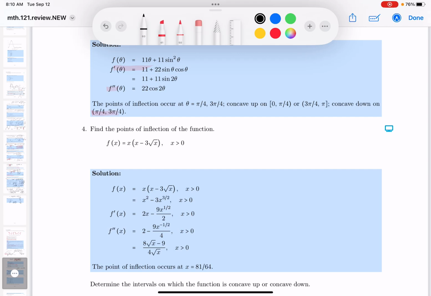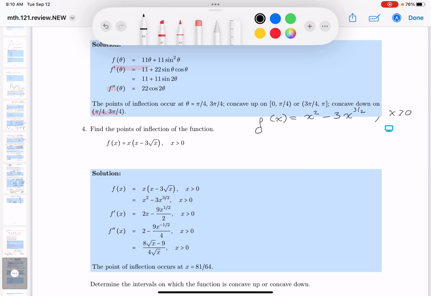Okay, the first thing I would do is just simplify f. Let me write this down for you. I'm going to multiply it out. That's going to be x squared, and then you get minus 3, and the power there is x to the 1/2. And then I'm adding a 1 to it, so it's going to be x to the 3/2. Right, and I do know the x is greater than 0 for this.